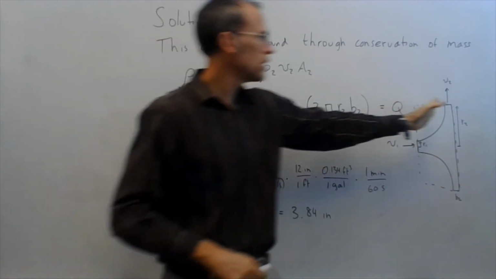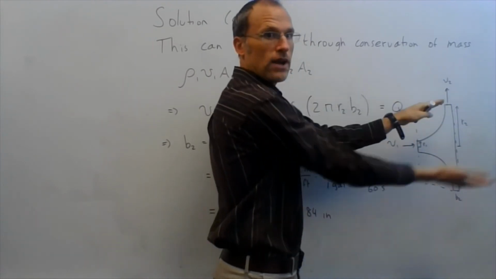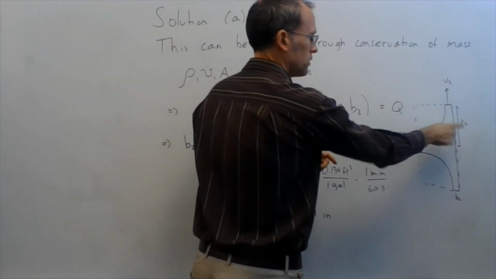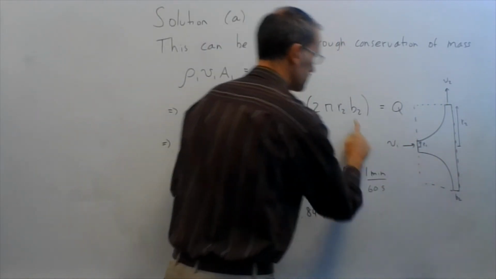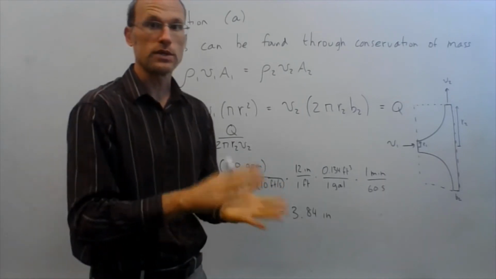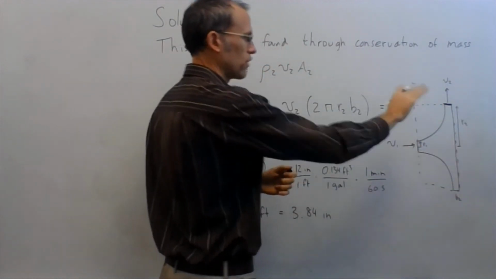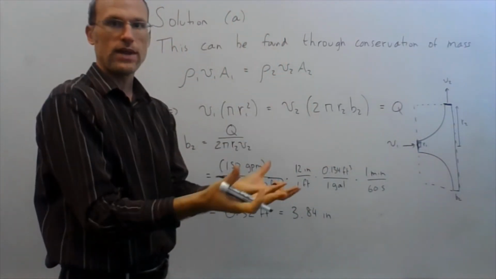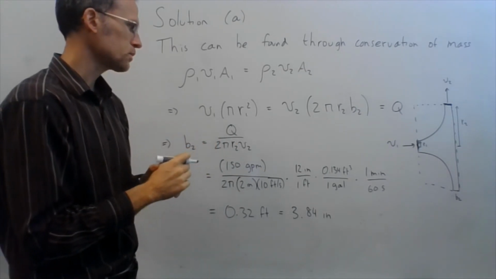And then where it comes out, this area here, I'm looking at basically that round area. And so I have 2 pi R2 times B2 times V2 as my area that the fluid is coming out of. So again, my fluid is coming out of this area all the way around. Fluid is going into that area, so going into a circle, coming out through that cylinder, basically the side of the cylinder.